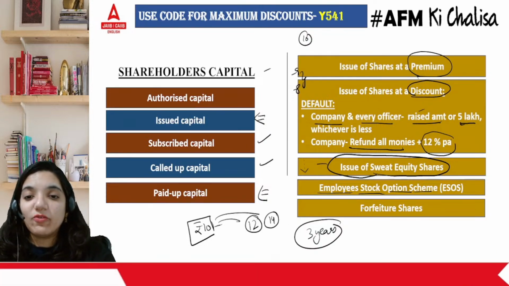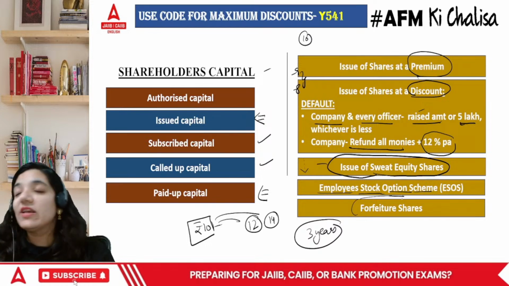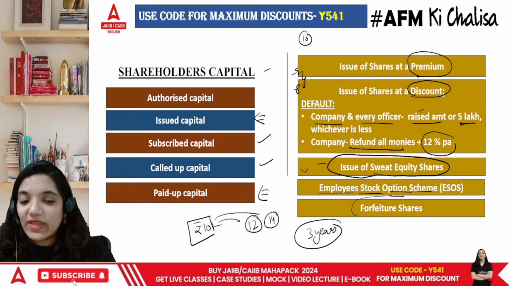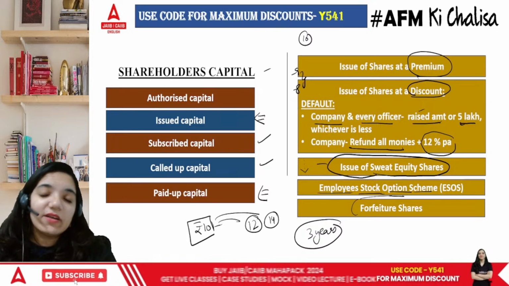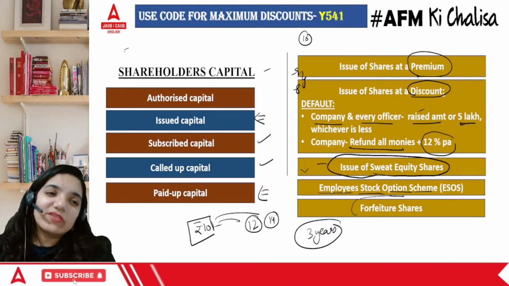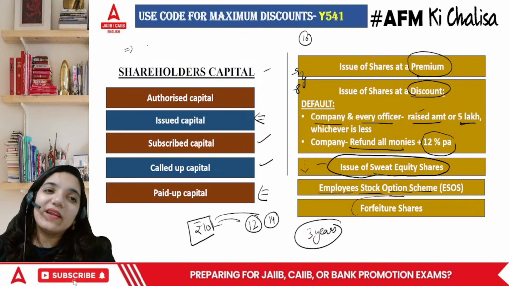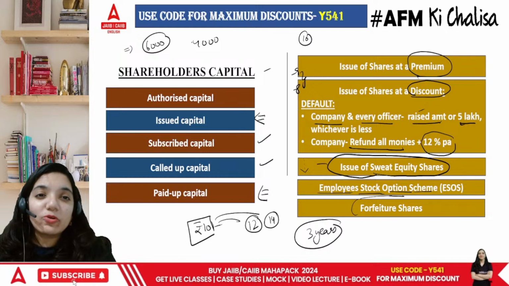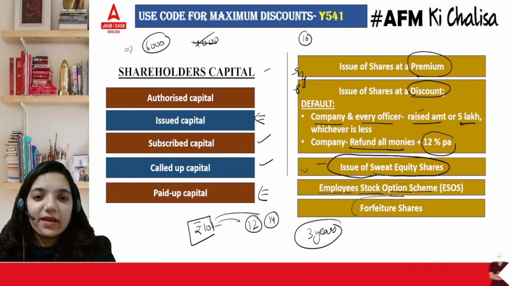Next part is your forfeiture. Forfeiture means if someone is supposed to pay, I'm supposed to pay 10,000 rupees. Then for the shares, if I said that I would be paying 10,000, but out of 10,000 I paid 6 and the remaining 4 I didn't pay. So the portion that I didn't pay is going to create a little trouble.